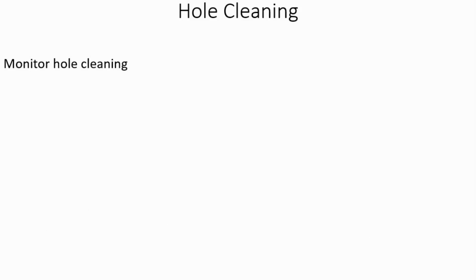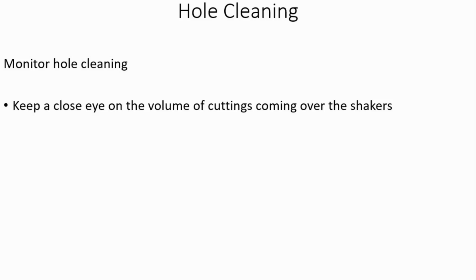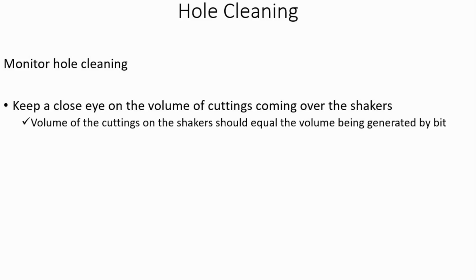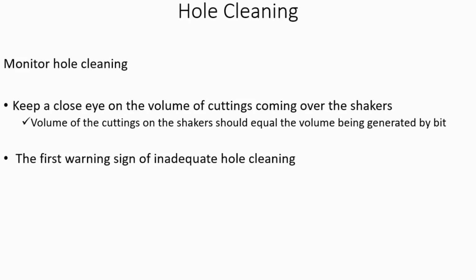Now, it's also incumbent on the crews to monitor the hole cleaning. The derrickmen should be doing this on a regular basis, as should the roughnecks. So keep a close eye on the volume of cuttings coming over the shakers. The volume of the cuttings on the shaker should equal the volume being generated by the bit. So the first warning sign of inadequate hole cleaning would be a lack of cuttings coming over.